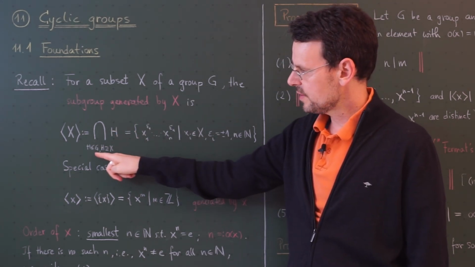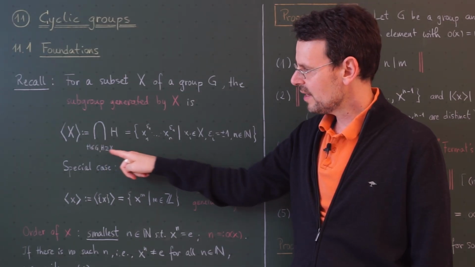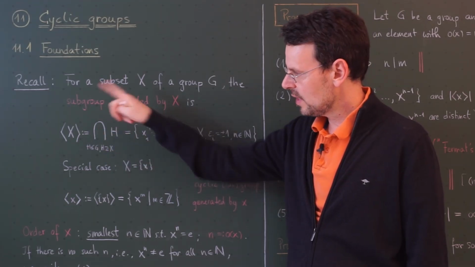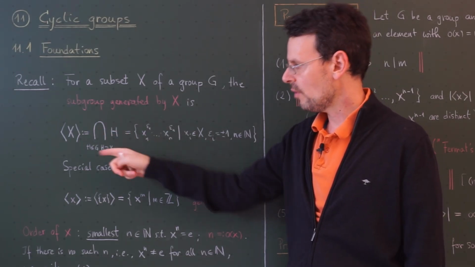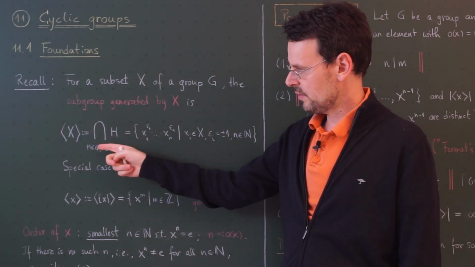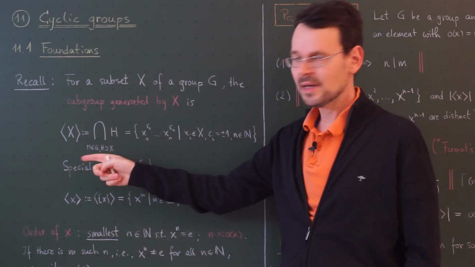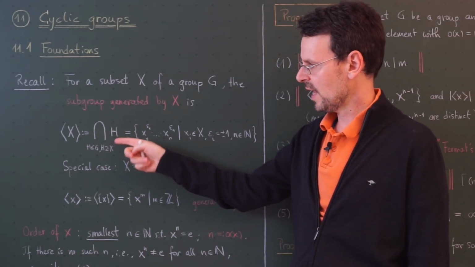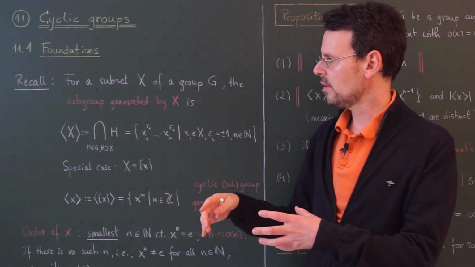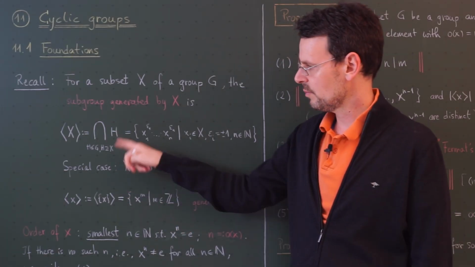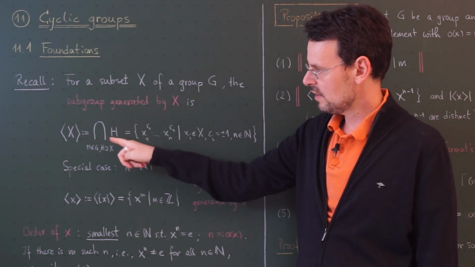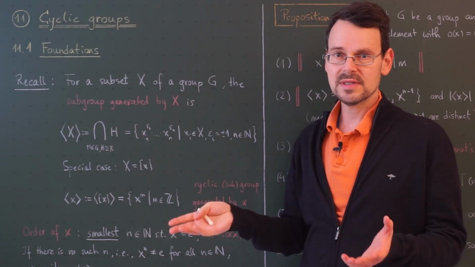You take all the subgroups of G that contain the set X. This is what is written here. And then you take the intersection of all these subgroups satisfying this. This is not the empty intersection because, of course, G is a subgroup of itself that clearly contains X. So this might end up being all of G, but in general it will be smaller because there will be more subgroups that are smaller and containing X. And if I take the intersection of all these, I end up with a subgroup.